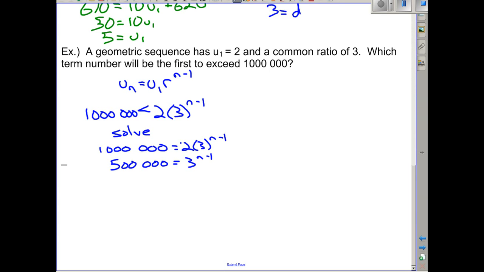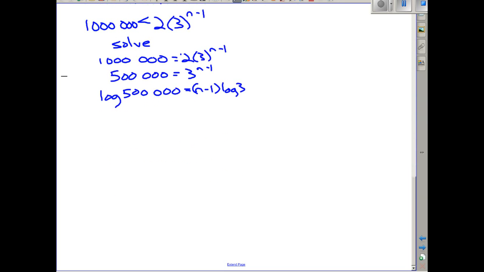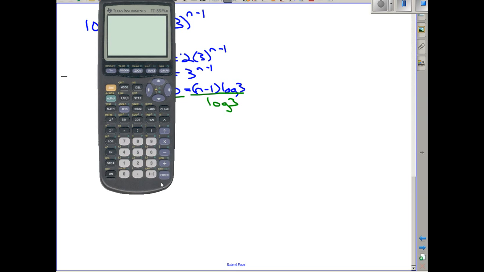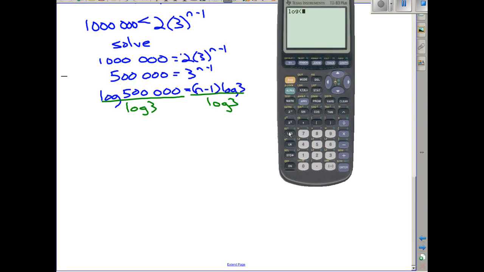Okay, take the log, either base 10 or natural log of both sides. I'm going to take base 10, but it doesn't matter. Bring down my n minus 1, my exponent, as I do it. And then divide both sides by log 3. My whole goal here is to isolate n. Okay, pull up my calculator. Log of 500,000. Make sure I close my brackets. Divided by log 3 equals 11.94.